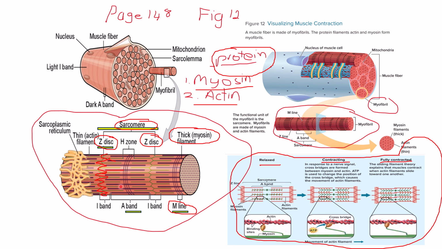You can see the I band is this one, which contains only actin. The A band contains both actin and myosin, and the H zone contains only myosin. This thick part is the myosin and the thin one is the actin filament. You need to know which part is which, because the question usually asks you to label the Z line, M line, I band and A band.